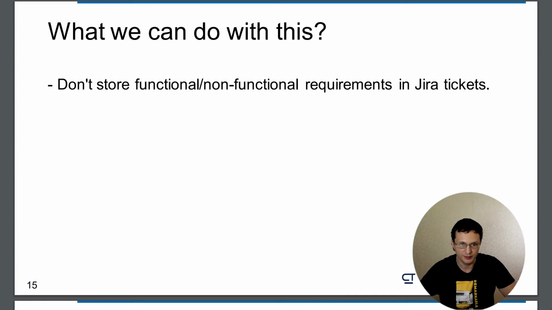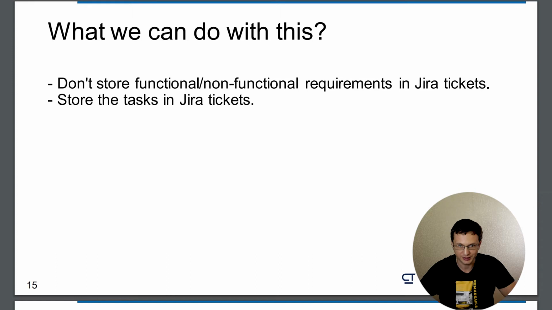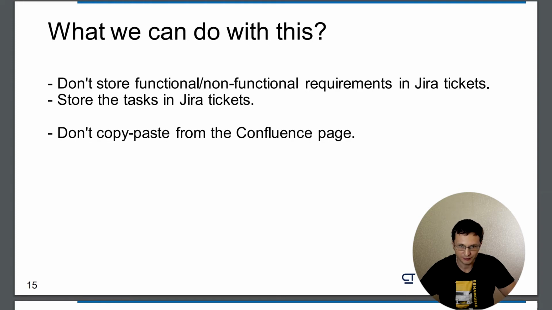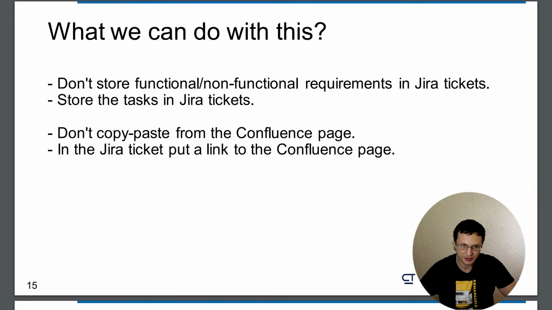What can we do with this? First and obvious, just don't store the requirements in Jira tickets. This prevents us from losing the requirements when the ticket is done. Store the tasks for the team in Jira tickets instead of the requirements. Describe what your teammate should do, but not the system functions which he will be implementing. Next, never copy-paste the text from Confluence. If you need to set a task for the developer, just paste a link to the corresponding Confluence page paragraph.